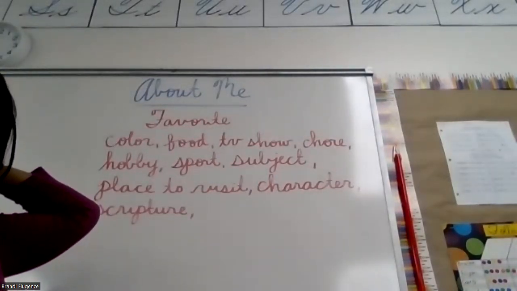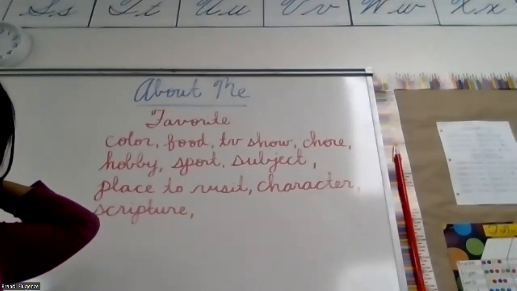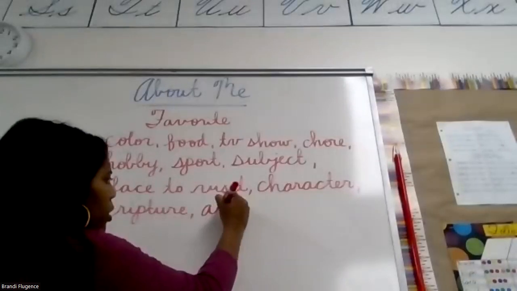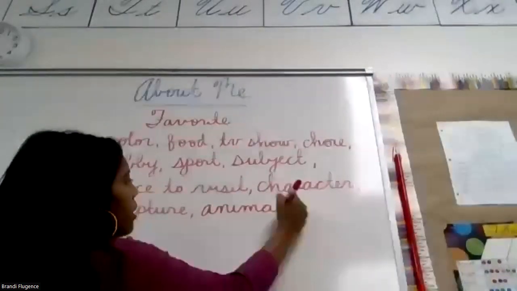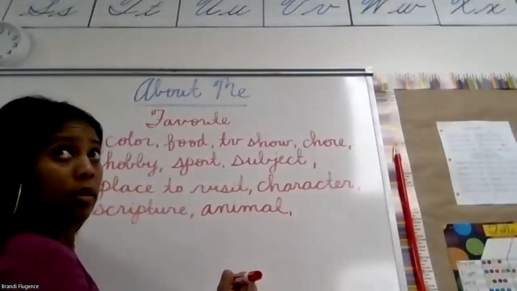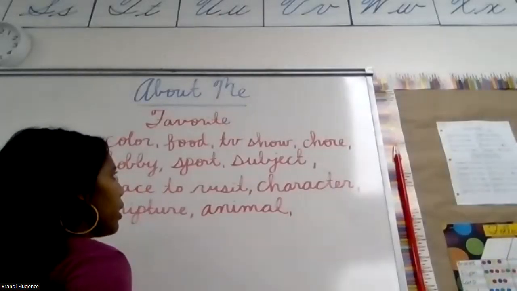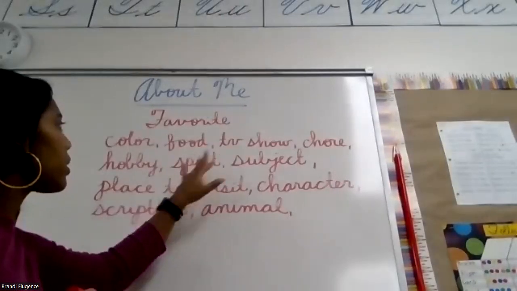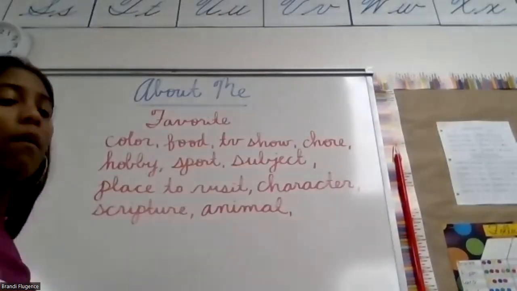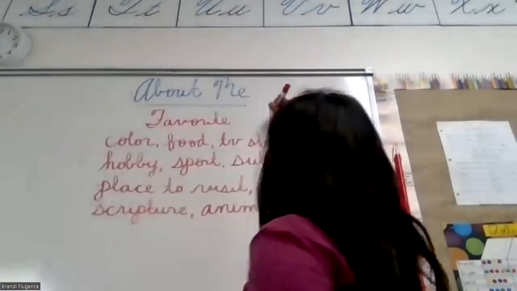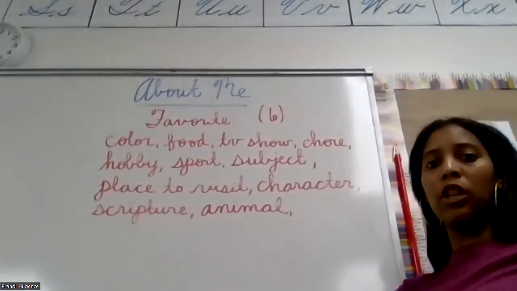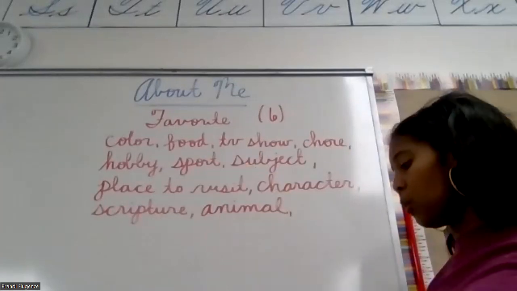A favorite animal? Oh, yeah. Okay. So these are some favorites. We have 1, 2, 3, 4, 5, 6, 7, 8, 9, 10. We have 11, but I want you to pick six of your favorites. So six of them, whichever ones out of this list you want to tell.